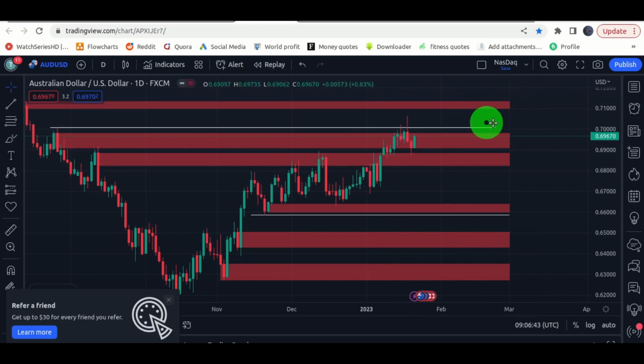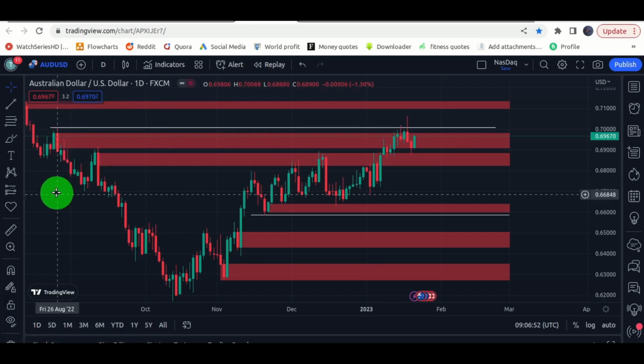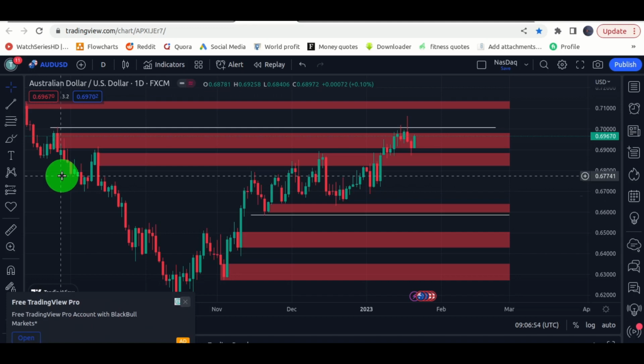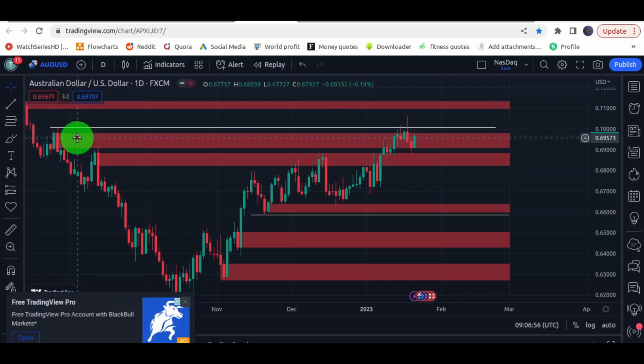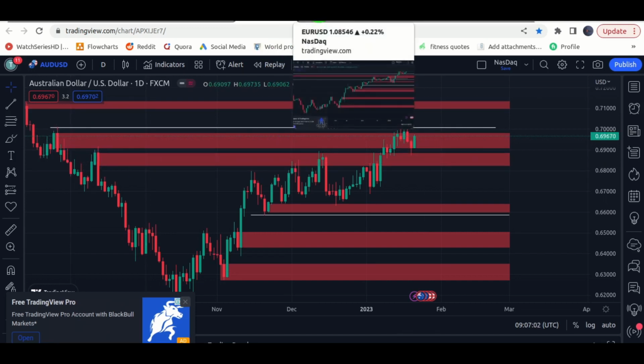So yeah, it doesn't matter if I make any analysis even further, because this was from last year August. So yeah, it's pretty much holding. So we're looking for sell on AUD USD.